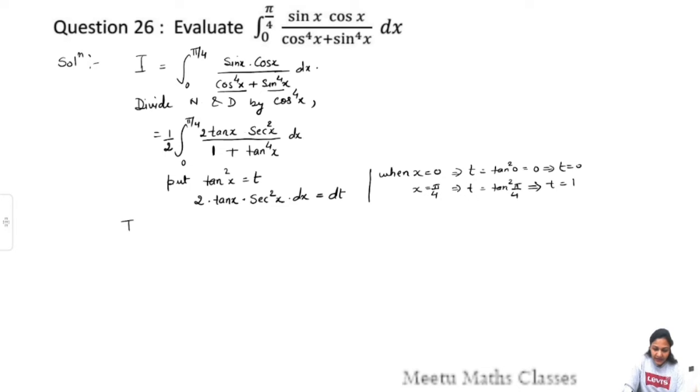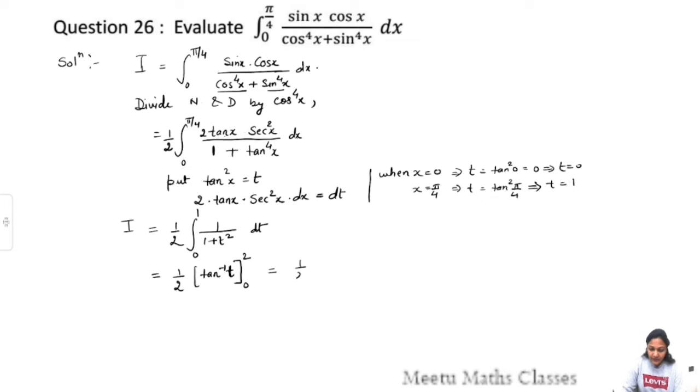So our I will become half as it is. Integral, your limits will change from 0 to 1. 2 tan x sec square x into dx can be replaced by dt. And our integrand will become 1 upon 1 plus t square. Now, the integral of 1 upon 1 plus t square is tan inverse t. And now, we are going to put the limits for t, that is 0 to 1.